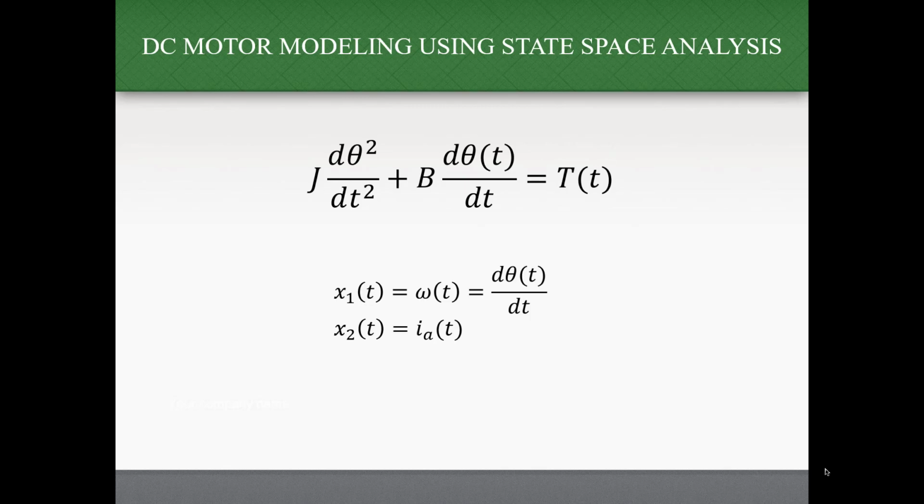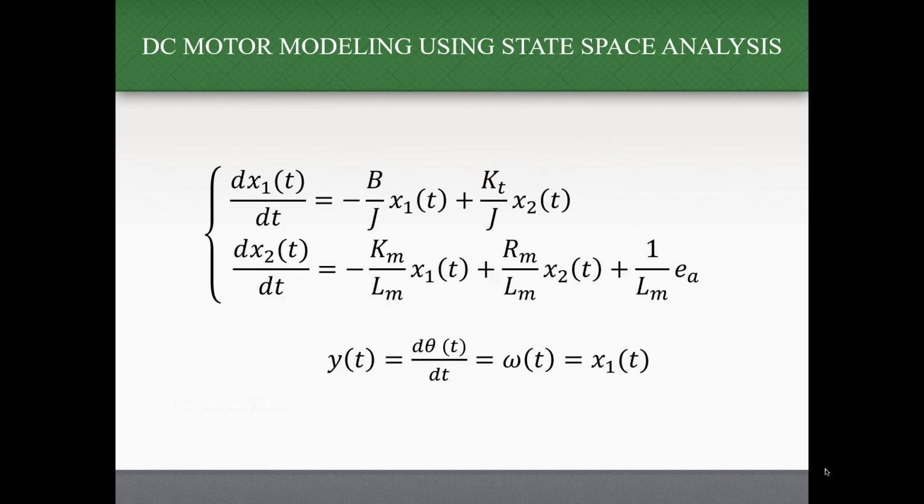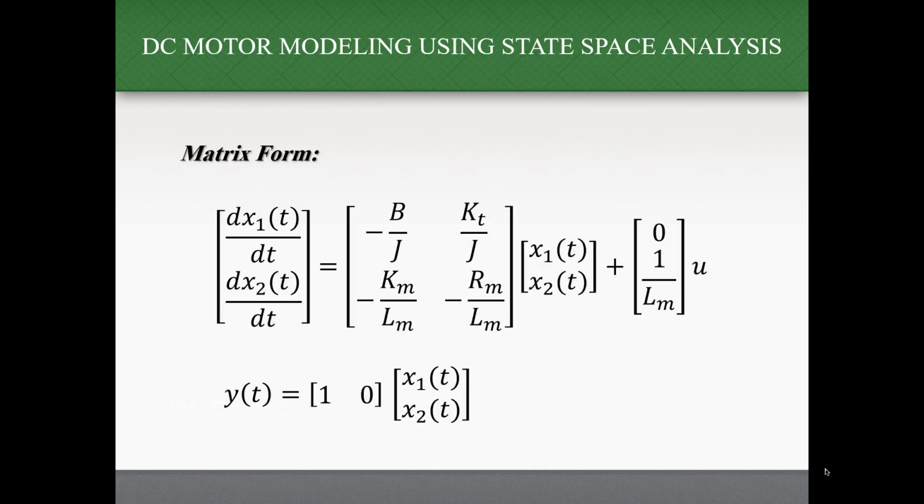For that we will suppose two states for our model: x1 as shaft speed and x2 as armature current. Then we can rewrite our equations in a form that you can see here, and our output will be omega, which is shaft speed. Using matrix form we can see how our state space model can be obtained, and A, B, C matrices can be written as seen in this slide.